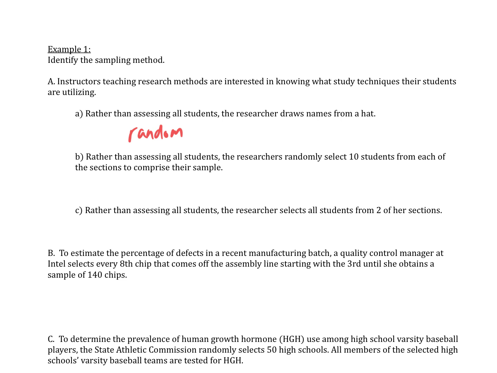Rather than assessing all students, the researcher randomly selects 10 students from each of the sections to comprise their samples. So think of a professor at a college who has 10 different statistics classes. This says they're going to select 10 students from each class. Stratified. Rather than assessing all students, the researcher selects all students from 2 of the sections. Cluster.